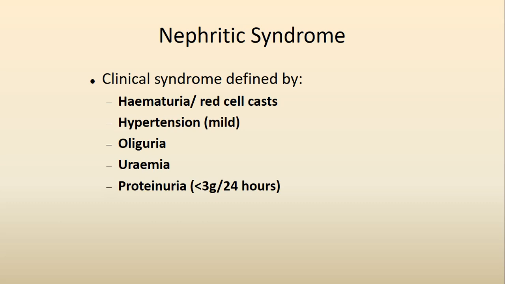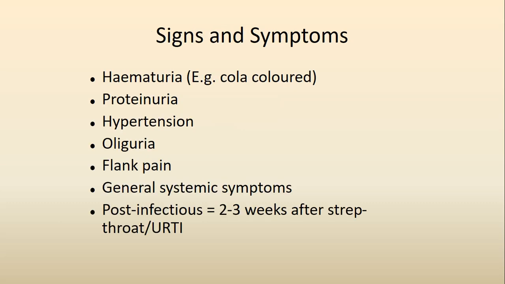Proteinuria less than 3 grams in 24 hours. Basically, more than 3.5 or 3 grams in 24 hours is the definition of the nephrotic syndrome. Less than 3 grams and more than 1 gram is called non-nephrotic range proteinuria, which appears in the nephritic syndrome. So simply, proteinuria less than 3 grams means nephritic syndrome. If it is more than 3 grams, it means nephrotic syndrome.